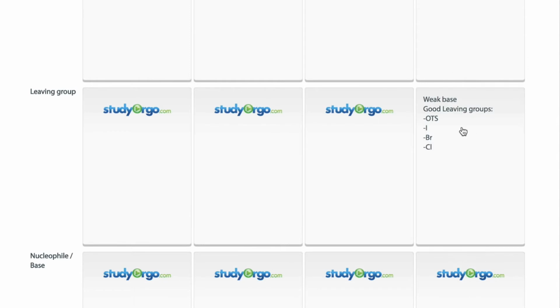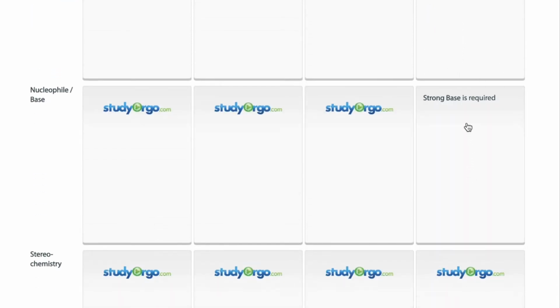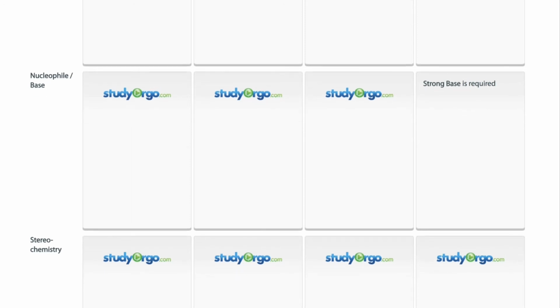Good leaving groups are required for the E2 reaction. Tosyl groups, as well as halogens, are always good choices. A strong nucleophile is always required for an E2 reaction mechanism. The strong nucleophile also has to be a strong base. That is because in an E2 reaction, the alpha carbon proton removal is essentially an acid-base reaction, and a strong base is required to break the carbon-hydrogen bond.